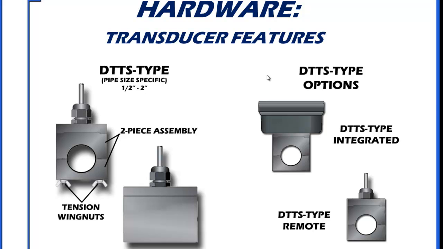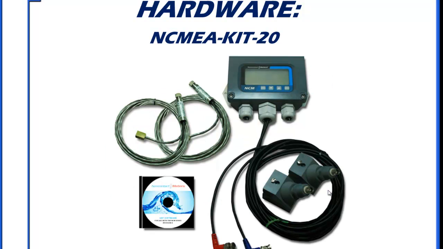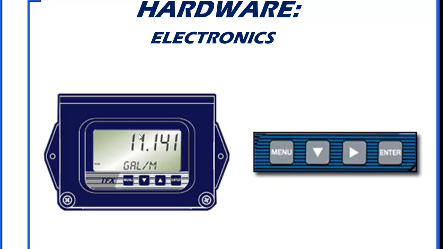So you can literally go 1/2 inch to 2 inch, and you can get this sensor remote or integral to the electronics. A basic package would include the electronics, a transducer, and a set of cable, and a piece of software. The energy model would have the same thing. In addition to that, we'd have some strap-on RTDs so you can do your BTU management.